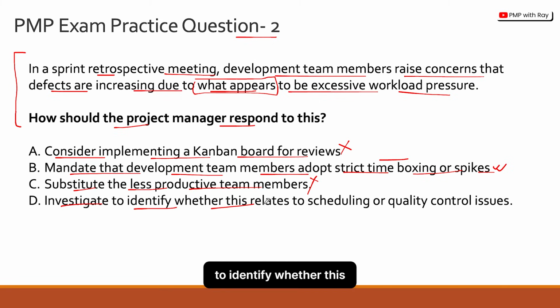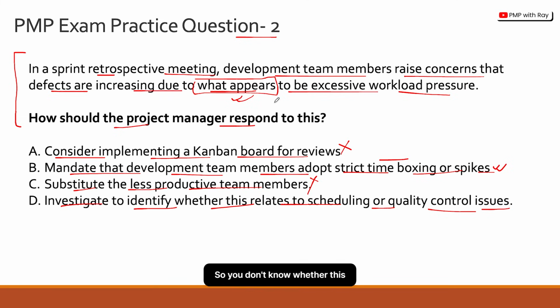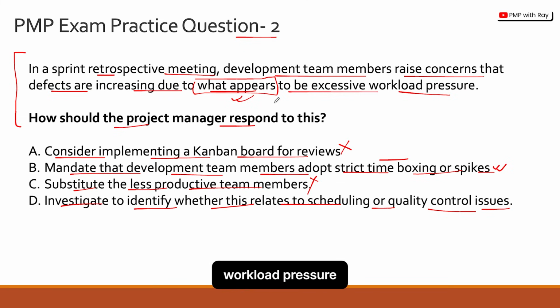Investigate to identify whether this relates to scheduling or quality control issues. That is also a really good option, and that goes back to what I was discussing at the very beginning when I was reading the scenario, that what appears to be excessive workload pressure. So you don't know, guys, right? You don't know whether this workload pressure is really the reason, or is something related to scheduling which is causing the problem, or is it something related to quality control? So basically what you are trying to do is find the root cause.